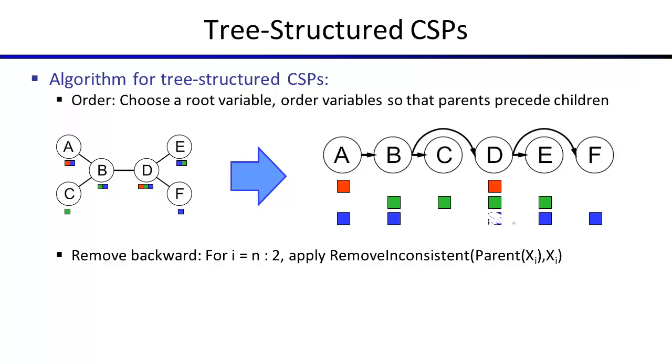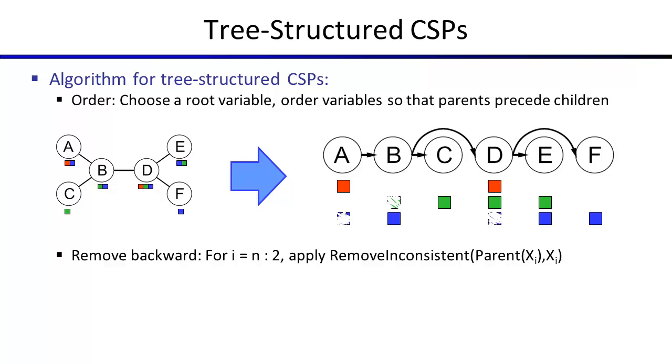Now we go to d. D's parent is b. Do I need to delete anything? Looks like no, I'm good at b. Then I look at c. C's parent is b, so I look at the b to c arc, and I see that b can't be green without guaranteeing a violation at c. And then I look at a to b, and a can't be blue. Okay, so I touched each arc once in a very specific order. Now remember, in the AC3 algorithm, we have to go back and check things again. We're not going to do that.